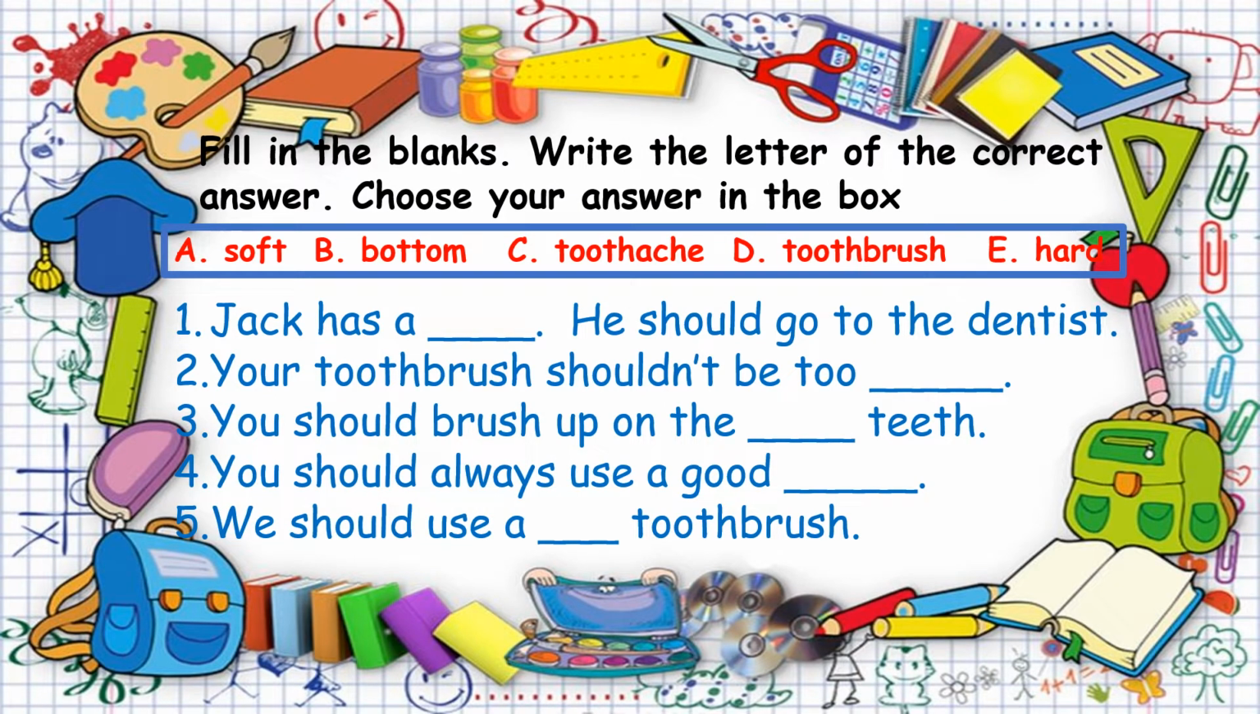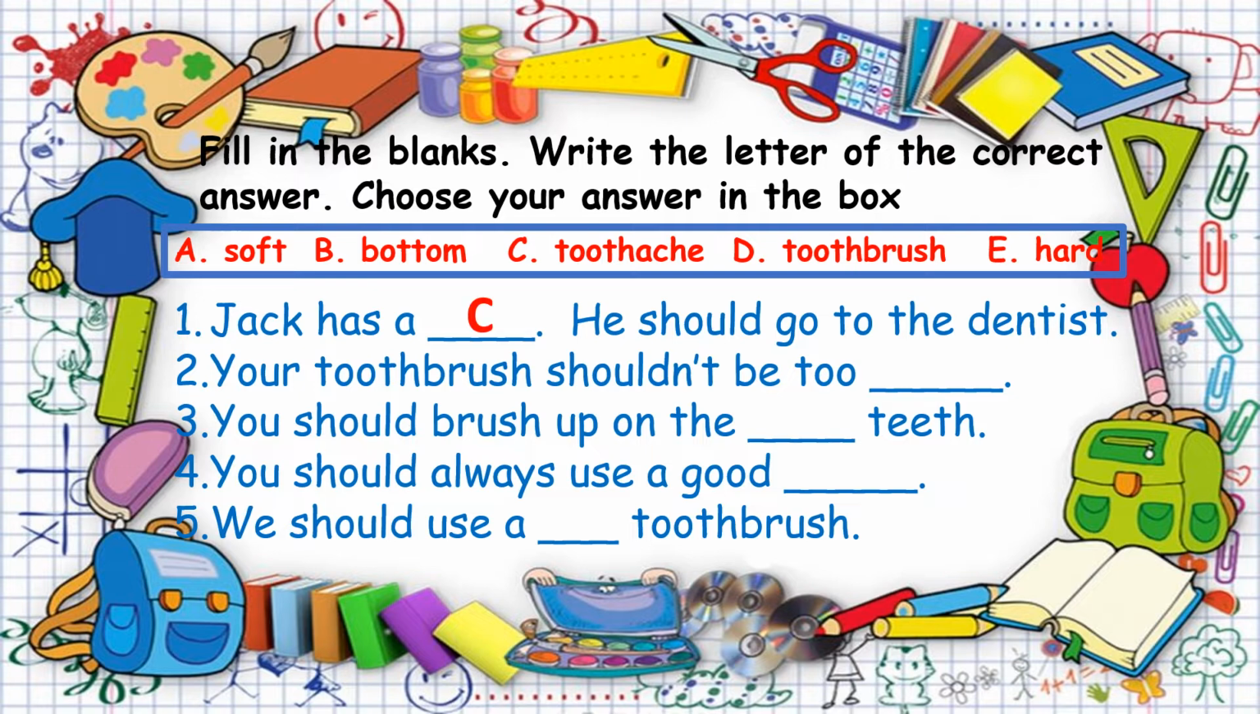Let us answer this. These vocabulary words were already taken up before, so let's see how well you have mastered them. Fill in the blanks, write the letter of the correct answer, choose your answer in the box. The choices are soft, bottom, toothache, toothbrush, and hard. Number 1, Jack has a blank. He should go to the dentist. The answer is C, toothache.